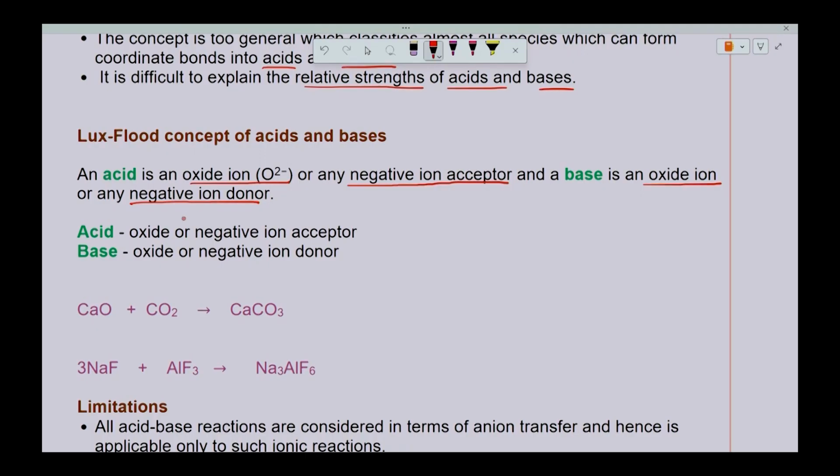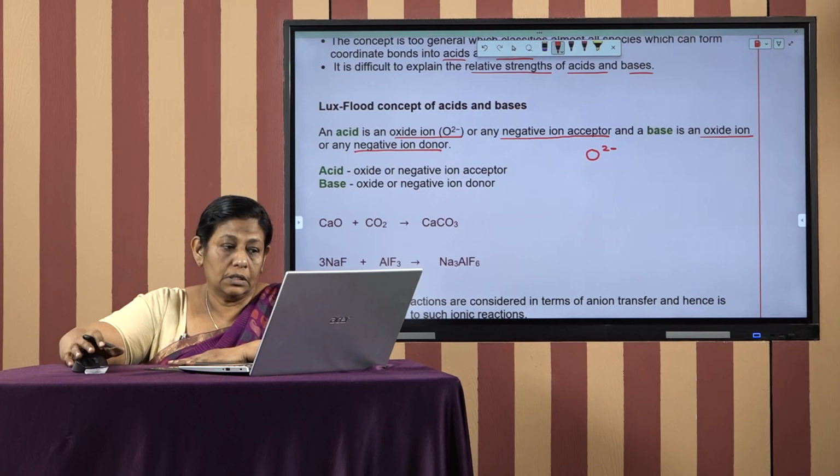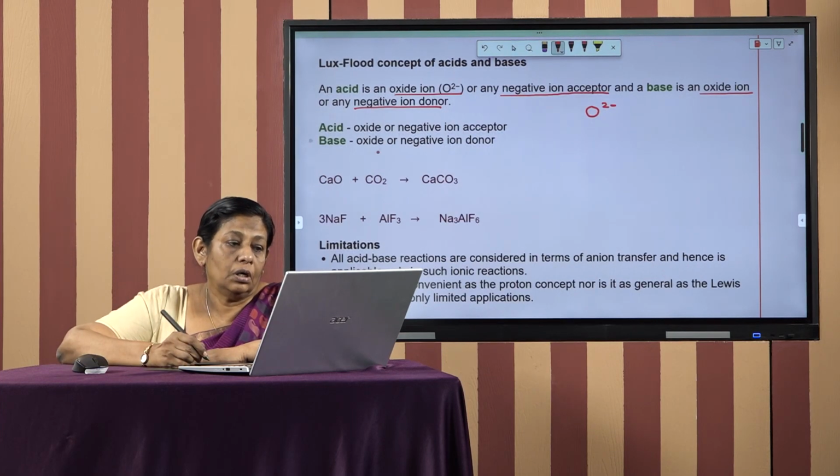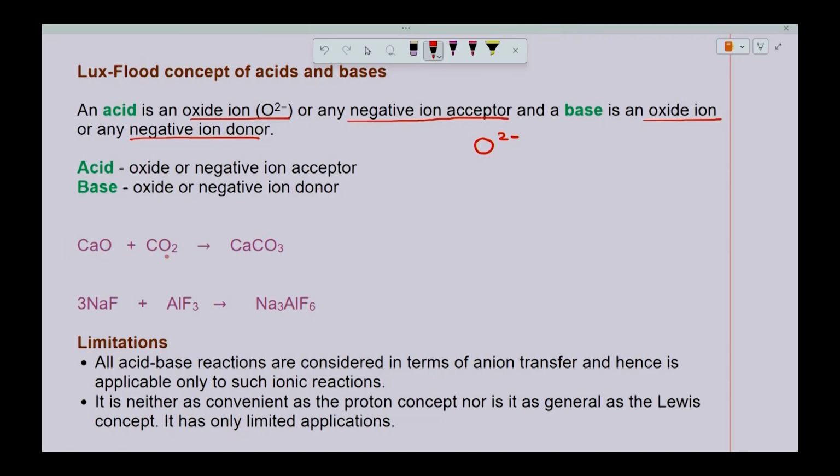So, you can brief it as: an acid is any substance which is an oxide or negative ion acceptor. Oxide is oxygen with its 2 negative valency. Then an oxide or negative ion donor will be a base. Let us see some of the examples. Here, calcium oxide reacts with carbon dioxide to give calcium carbonate.